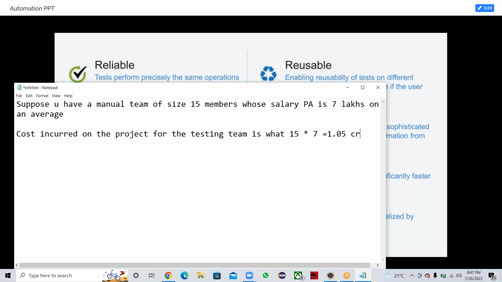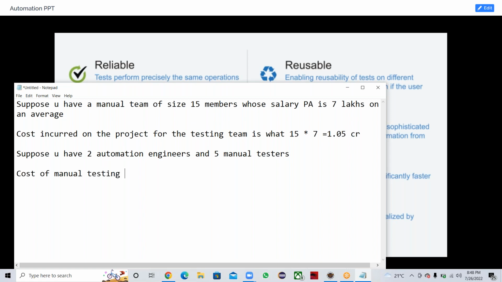90 to 95% of the service delivery managers see this cost as a huge thing. Now this is the scenario. Suppose you have 2 automation engineers and 5 manual testers. So the cost of the manual testing team is what? 5 into 7, 35 lakhs.